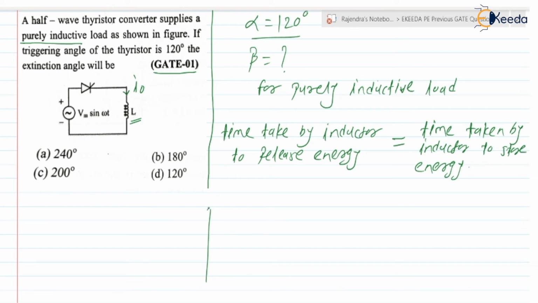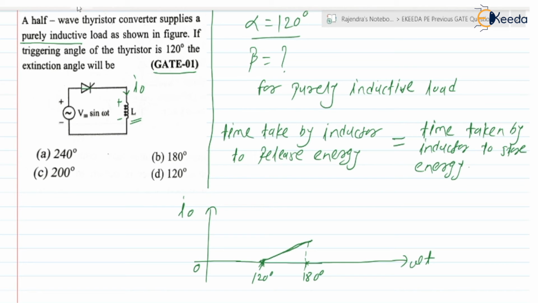If we draw the waveform for i0, here is omega t, 0, and suppose this is 120 degrees, till 180 degrees. From 120 to 180, the supply voltage is positive. So at 120 we apply the gate signal to the thyristor, and current starts flowing from Vs through the thyristor, the load, and back to Vs. So the inductor goes on storing the energy from 120 till 180 degrees.